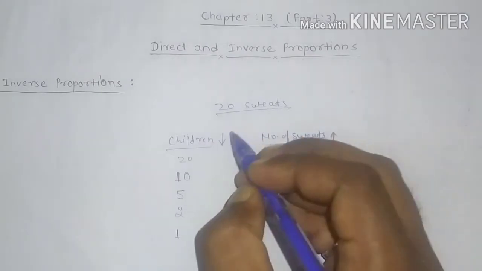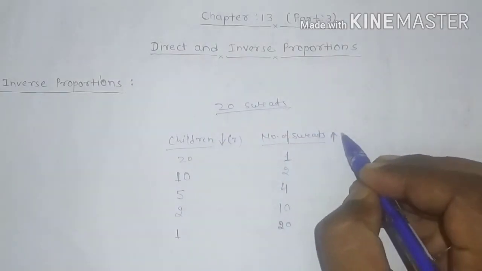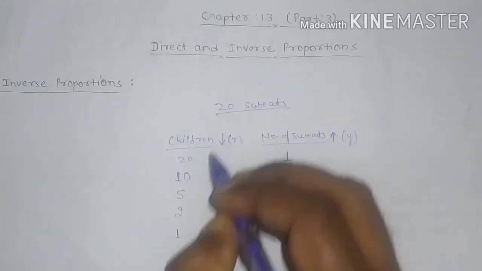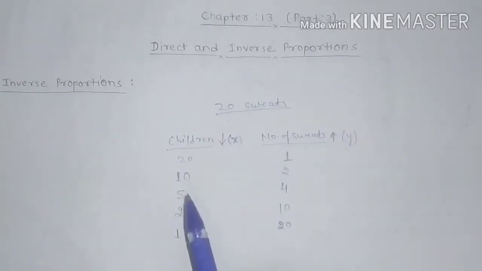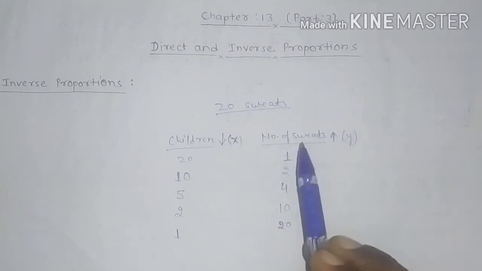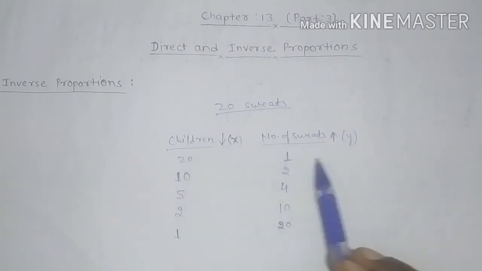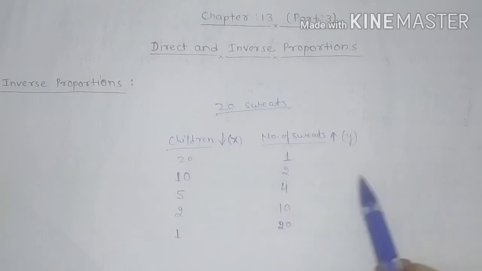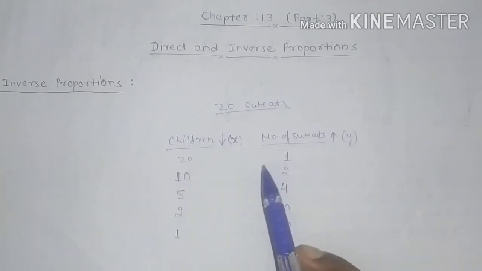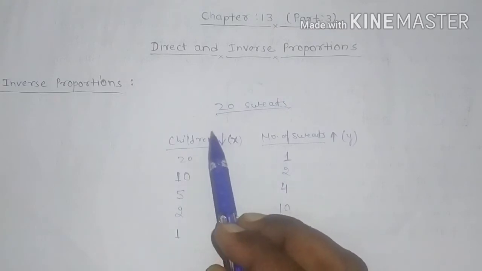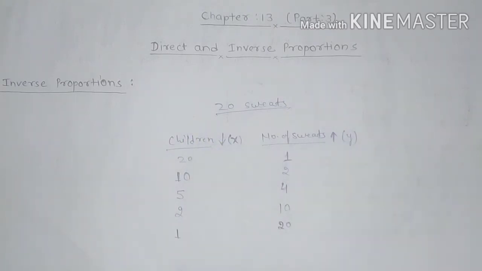So let's suppose the number of children is x and the number of sweets is y. What we are observing here is that the multiplication of x and y is equal. 20 into 1 is 20, 10 into 2 is 20, 5 into 4 is 20, 2 into 10 is 20, and 1 into 20 is 20. So the relationship in inverse proportion is that the multiplication of both things, x into y, equals a constant. You can say k is the constant.